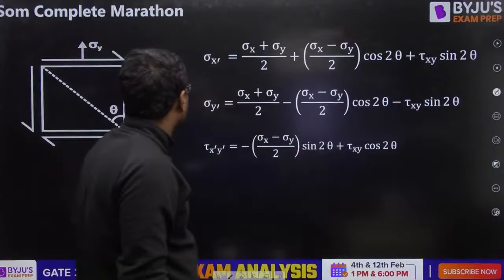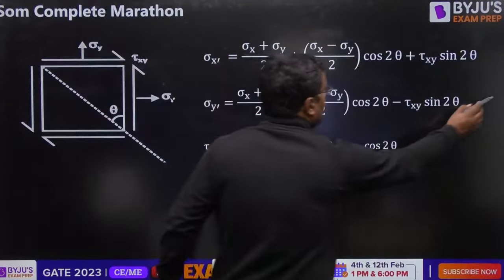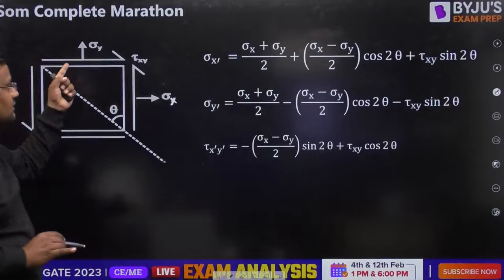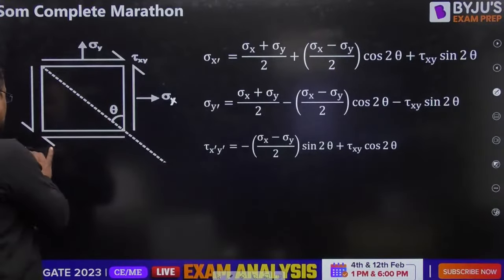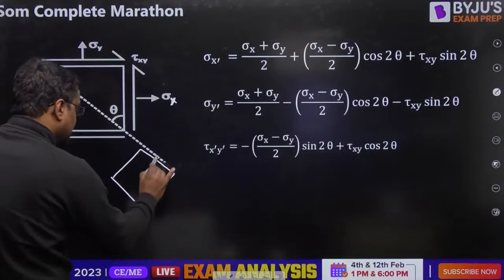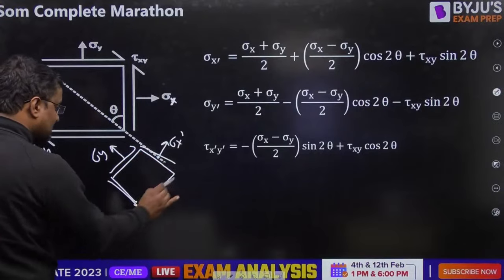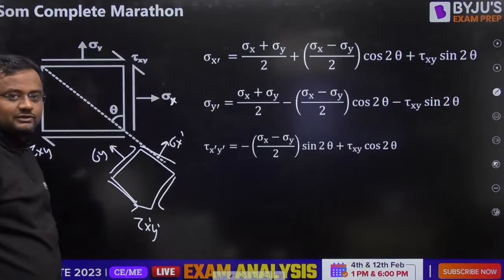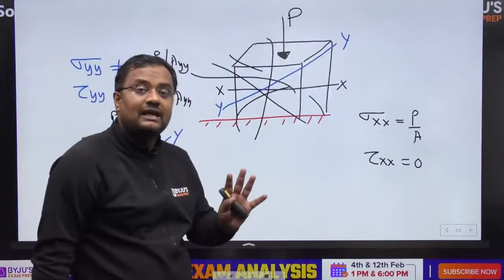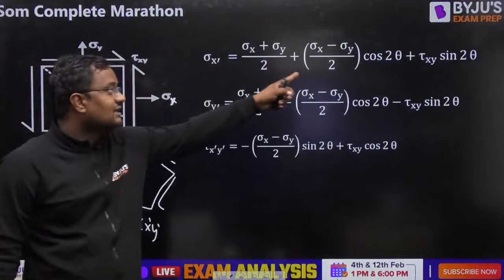Understood? Now, if on a plane this is sigma x, and this is sigma y, and shear stress is tau xy, of course all shears are the same. Then on an inclined plane at angle theta, what is sigma x dash, what is sigma y dash, and what is tau x dash y dash, that is given by these expressions. Because I told you that there are infinite planes in a body. Infinite planes are having infinite normal stress and shear stress. And those normal and shear stresses are given at different theta by these values.